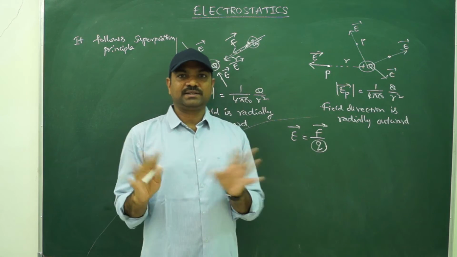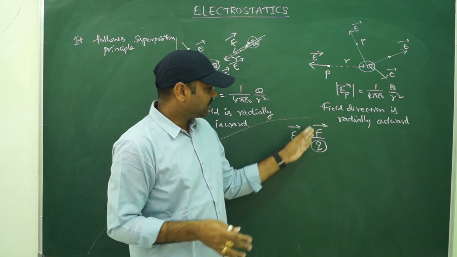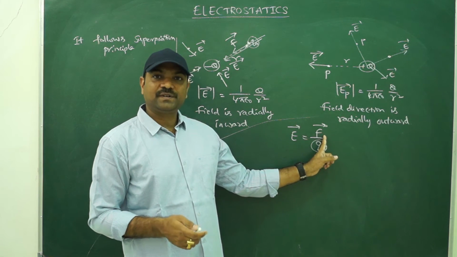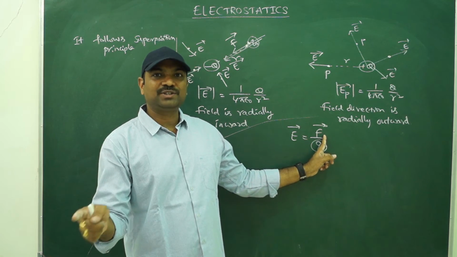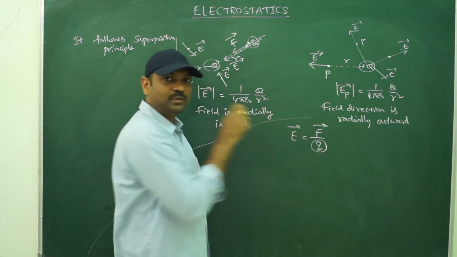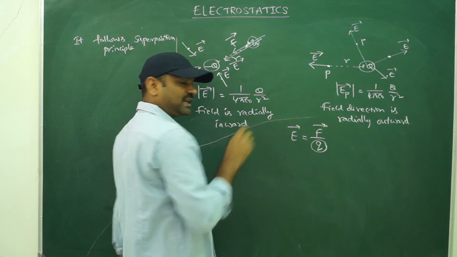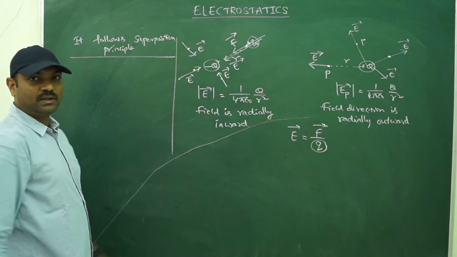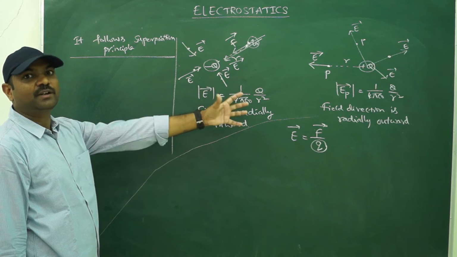Don't see q as a charge, you see it as a number. When force is divided by a number, you will get a field. Then whatever properties the force has, you need to get the same for the field also. So that's why, as force follows the superposition principle, field has to follow the superposition principle. So what is the superposition principle in terms of electric field?